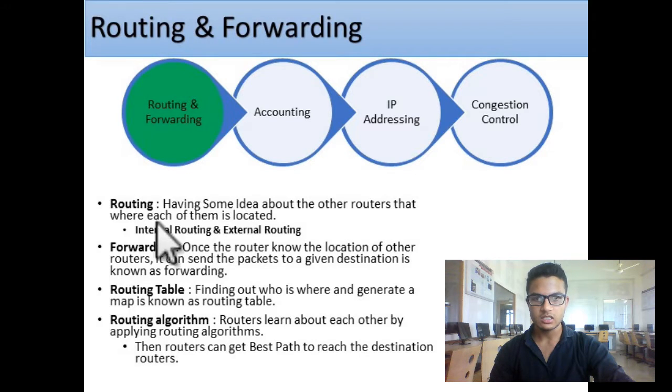It can be done in two different ways. Routing within an autonomous system is called internal routing, for example link state routing and distance vector routing. Routing between different autonomous systems is called external routing, for example Border Gateway Protocol. Once the router knows the location of other routers and the topology of the network, it can send the packet to the given destination, which is known as forwarding.